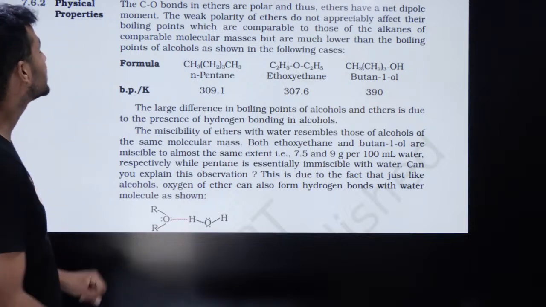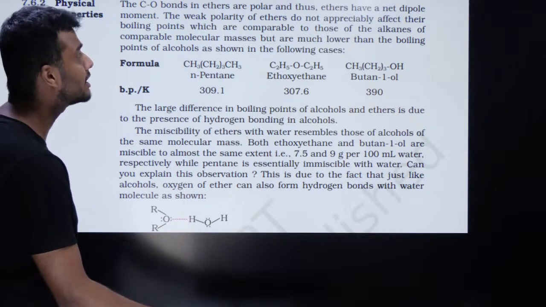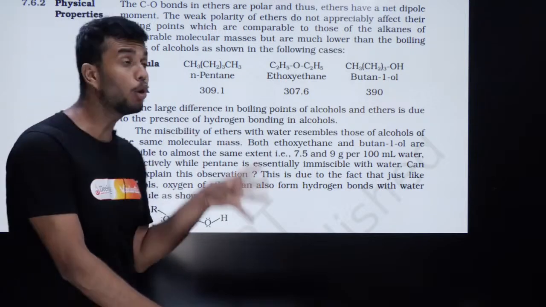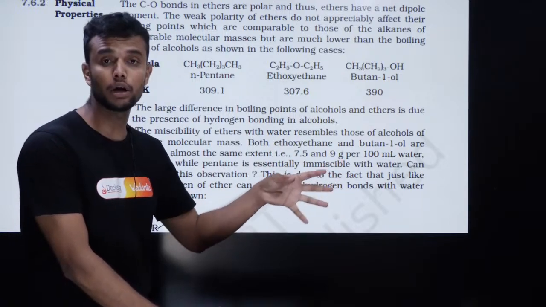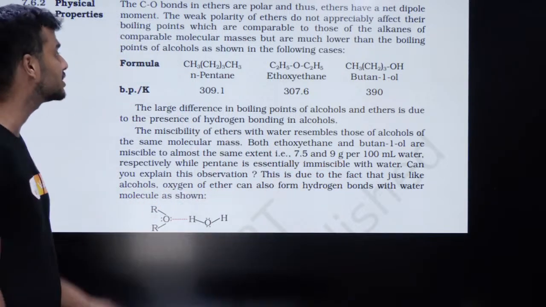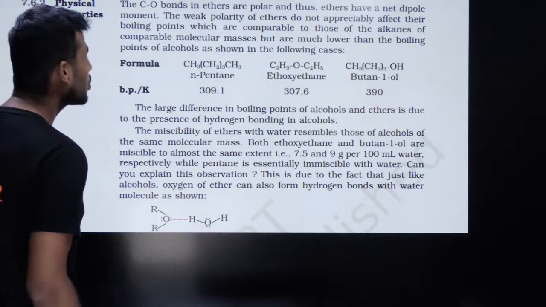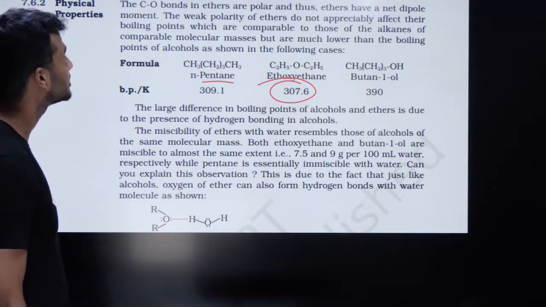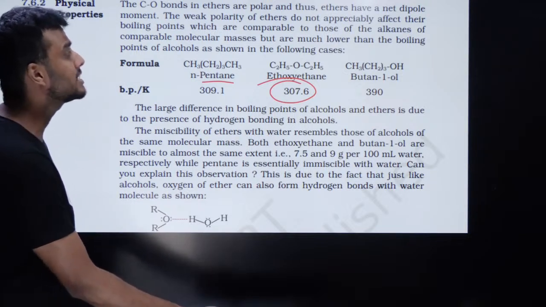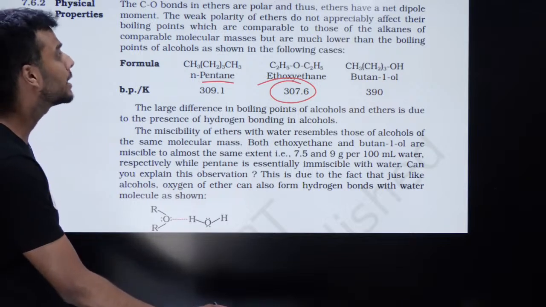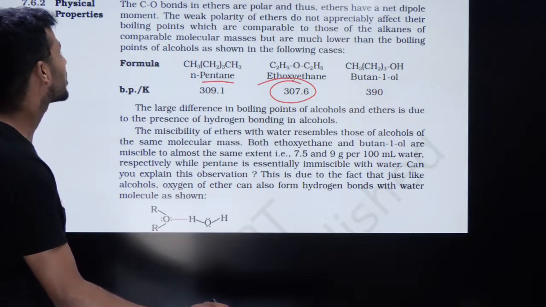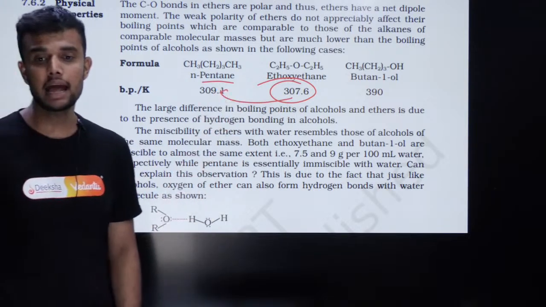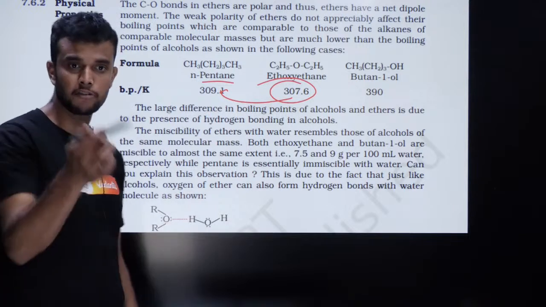Physical property: the C-O bonds in ethers are polar, and thus ethers have a net dipole moment. What is the meaning of this? The first line, polar. Polar is nothing but this can easily form a bond. That's why, compared to alcohol and alkane, ethers are exactly in the middle. That's why it affects their boiling point. The weak polarity of ethers does not appreciably affect their boiling points, which are comparable to those of alkanes of comparable molecular mass, the corresponding alkanes with the same molecular formula.